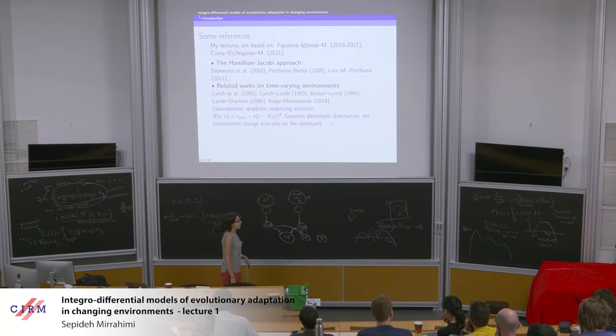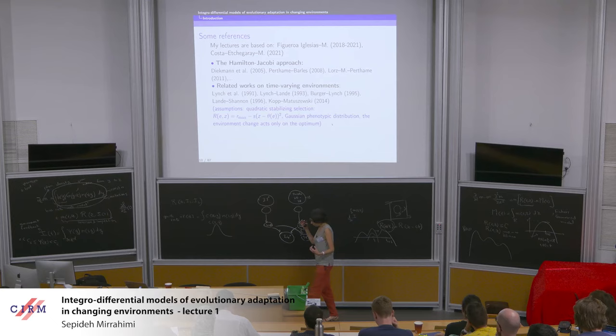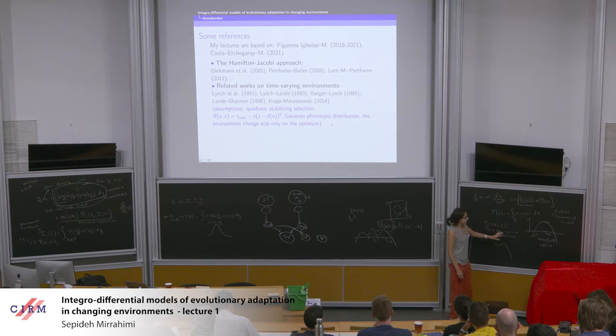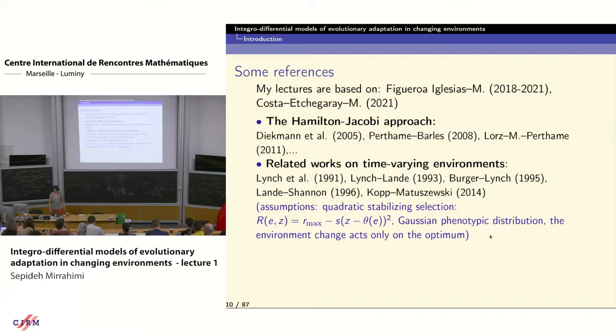Okay, so what we do here is that we try to compute the quantities that they were looking to compute, but we try to do it in a more general context where we don't necessarily have Gaussian distributions, and the influence of the environment is not necessarily only on the optimal trait, and we will see that this is actually an important assumption that misses some types of behaviors of the solution. If we change other parameters of the model, we could obtain richer types of behaviors. Okay?